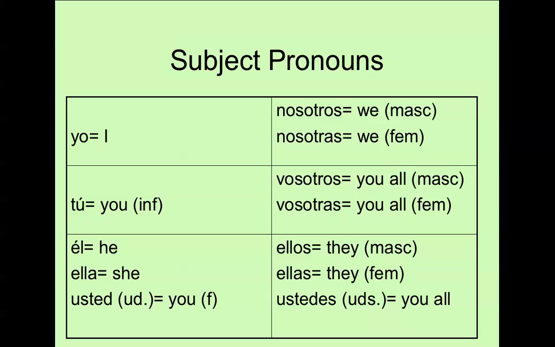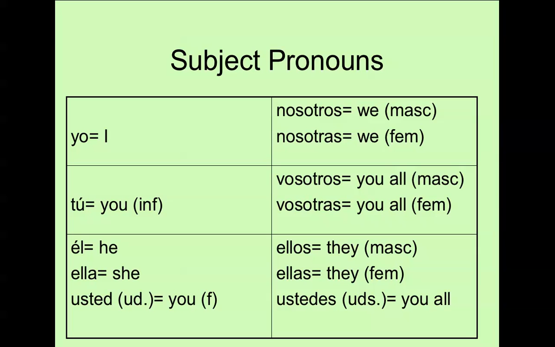I also want to talk about why there are two for we, for you all, and for they. The reason that there are is that these are groups of people. Nosotros and nosotras both mean we. I would use nosotras if the entire group that I was talking about were all girls, all female. Otherwise, I would use nosotros. So if it's a group of all guys, it's nosotros. If it's a group that has guys and girls both, it's still nosotros. Remember, Spanish derives from a patriarchal society, so masculine always wins.